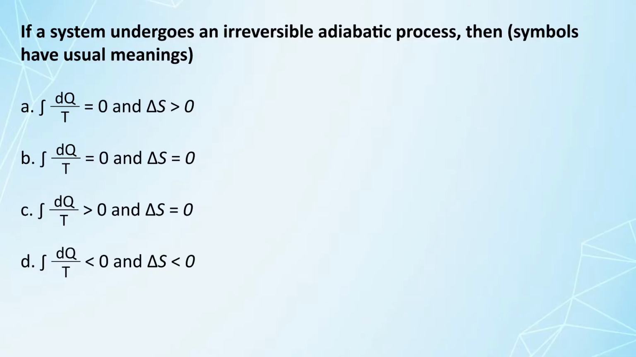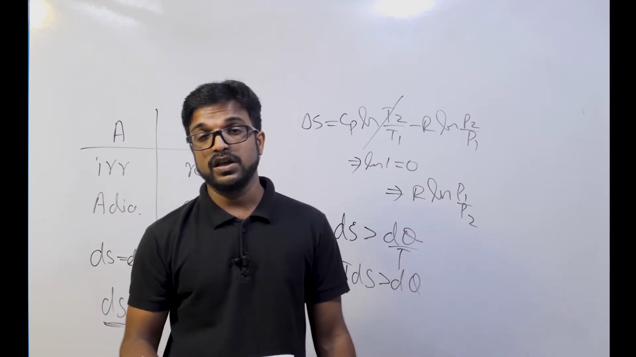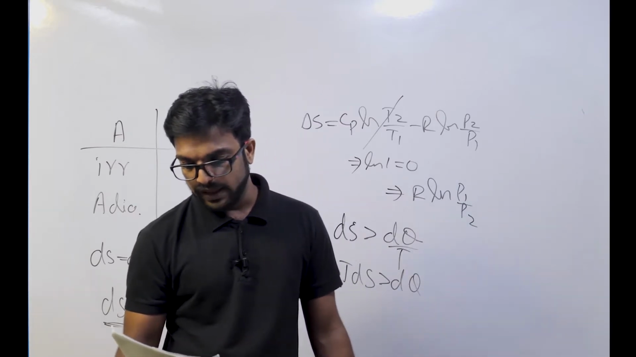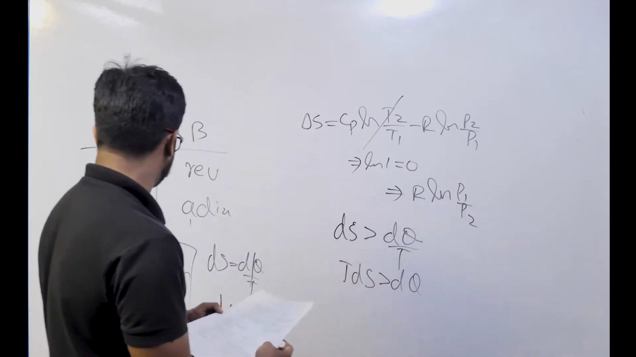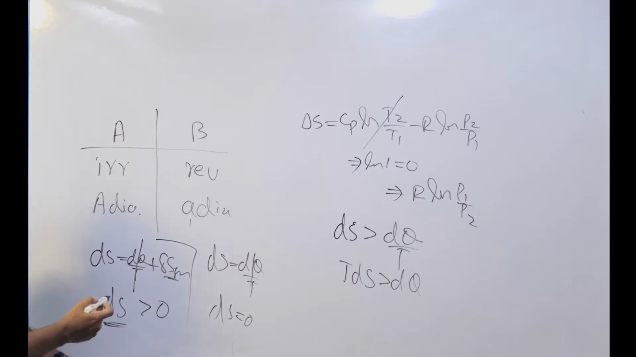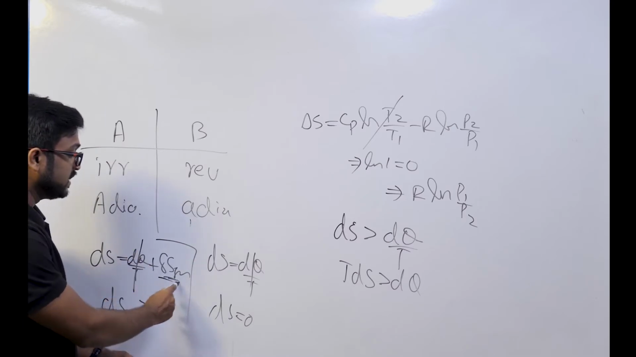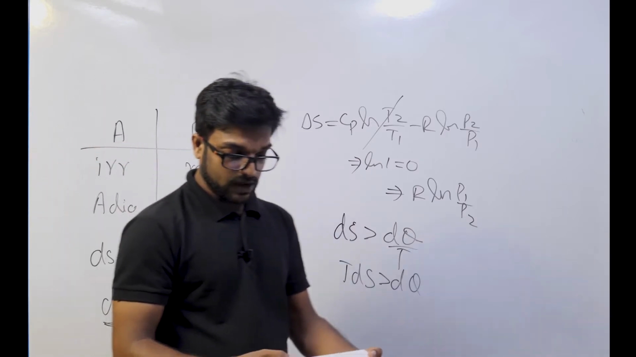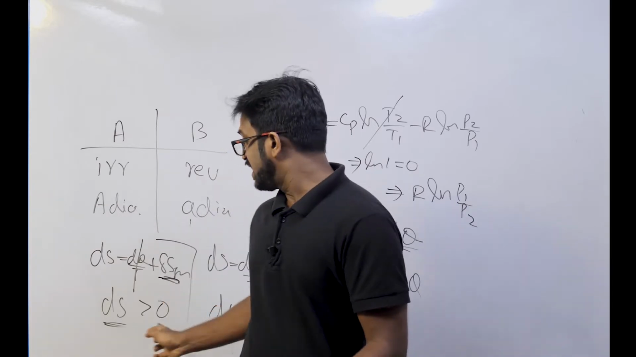Next question. If a system undergoes an irreversible adiabatic process, you know that for an adiabatic process dQ is 0. So dQ by T is going to be 0. So option A could be an answer, option B could be an answer. What about an irreversible process? We already seen that for an irreversible process, dS is equal to dQ by T. Since it is adiabatic, this will be 0, but since it is irreversible, entropy generation will be there. So as a result, dS will be greater than 0. So we will be getting the option A. Integral dQ by T is 0, as well as delta S is greater than 0.